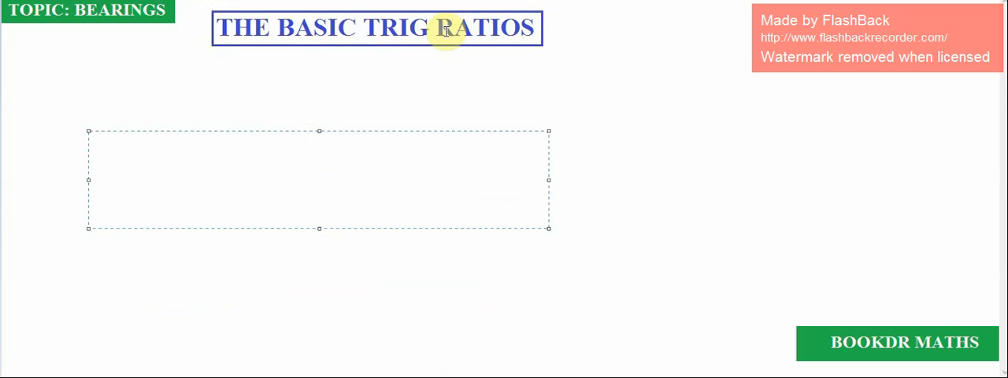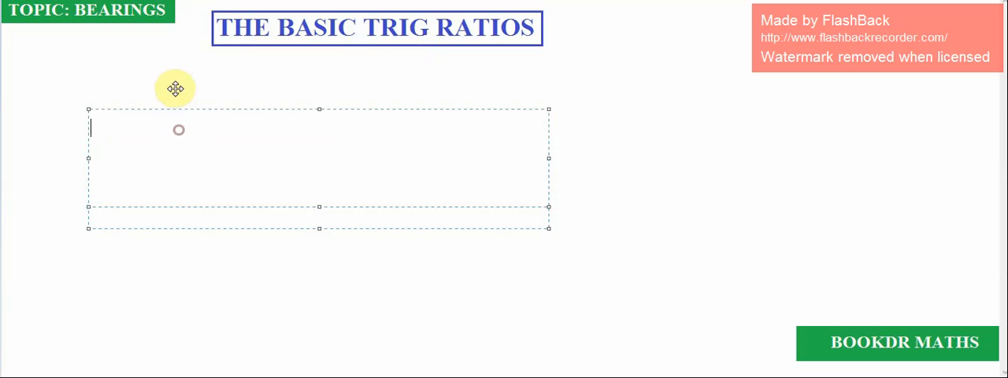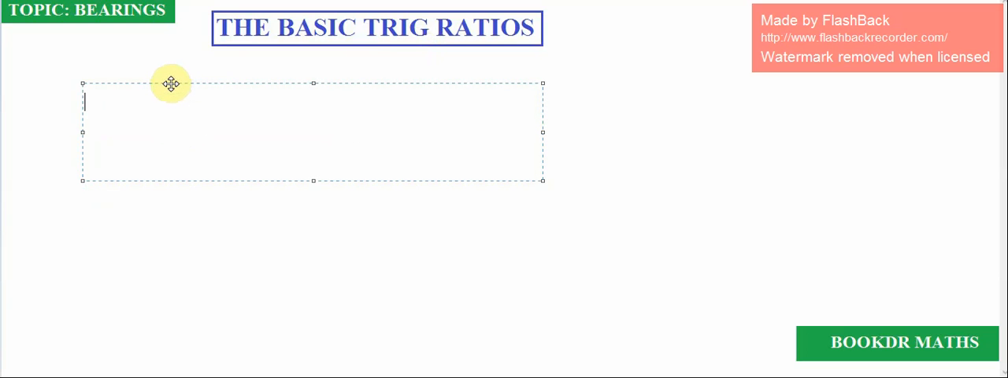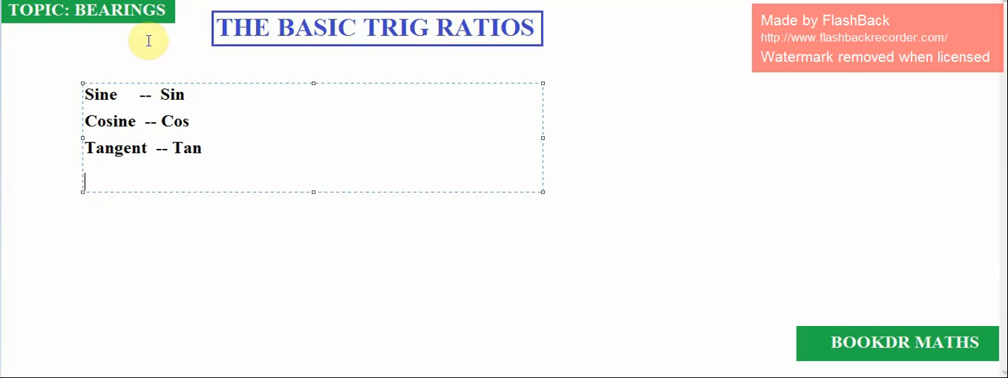We shall now look at the basic trig ratios. Basically, there are three ratios, and these are the sine, the short form is SIN, pronounced as sine, not sin.